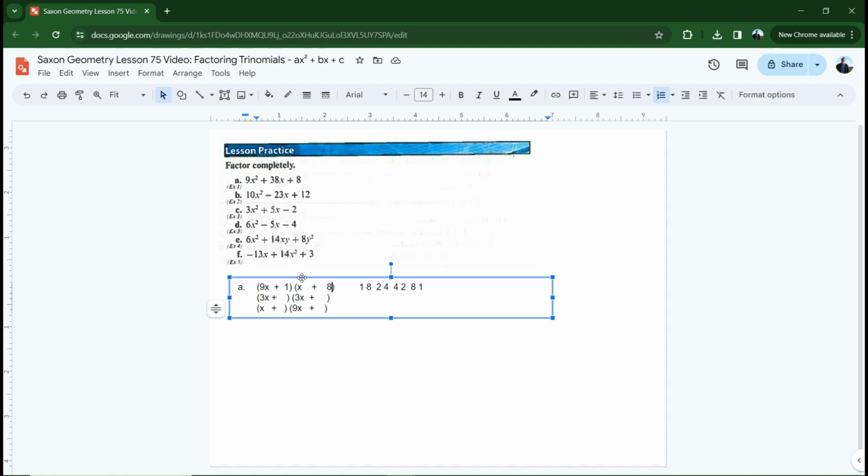9x plus 8 is 72x plus another x is 73x. That is not 38x. That's way too big. Hey, I wonder what would happen if I put the 8 and the 1 here, because I know that 3 times 8 is 24. That's going to get me kind of close to 38. So 3 times 8 is 24 plus 3 is 27x.